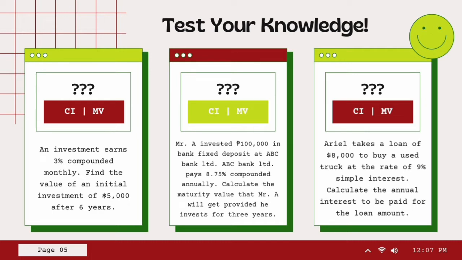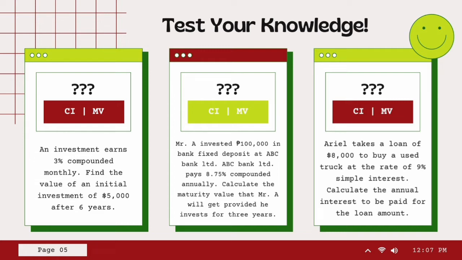Number 2. Mr. A invested 100,000 pesos in bank fixed deposit at ABC Bank Limited. ABC Bank Limited pays 8.75% compounded annually. Calculate the maturity value that Mr. A will get provided he invests for 3 years.